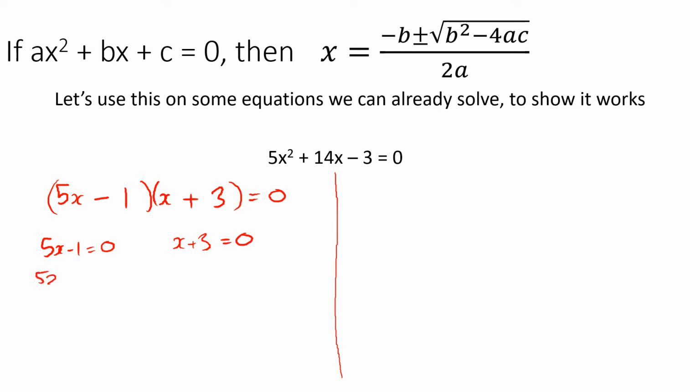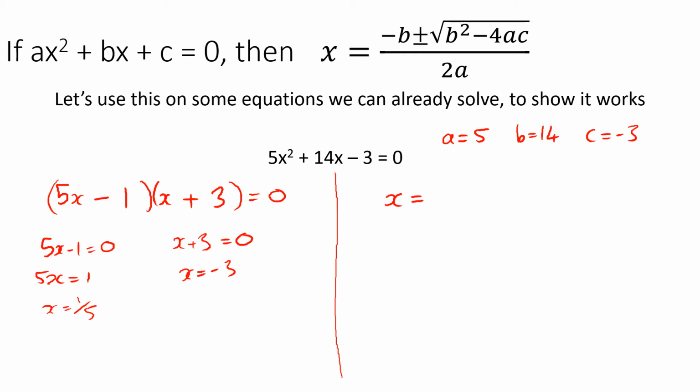And we could eventually get from this that x is 1/5 or 0.2, or x is -3. So again, let's show that this works with our formula as well. Let's go a little bit quicker this time. So we can say that A is equal to 5, that B is equal to 14, and C is equal to minus 3. Make sure you take the sign into account. And then we'll put it into the formula.